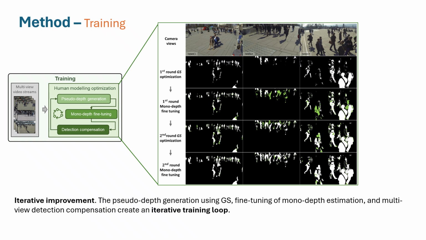As shown in the figure, the expanding green regions highlight the iterative refinement, where each cycle adds valid depth estimation to improve the subsequent round.